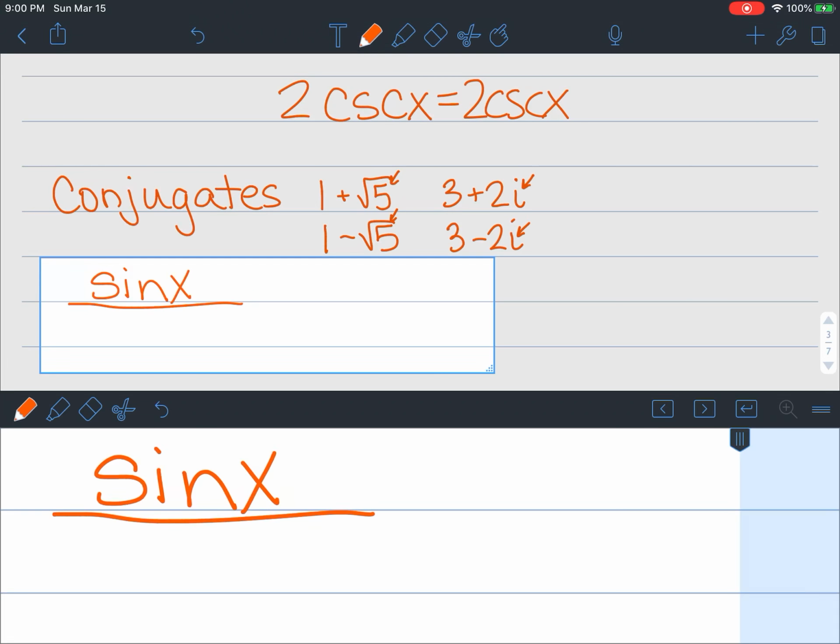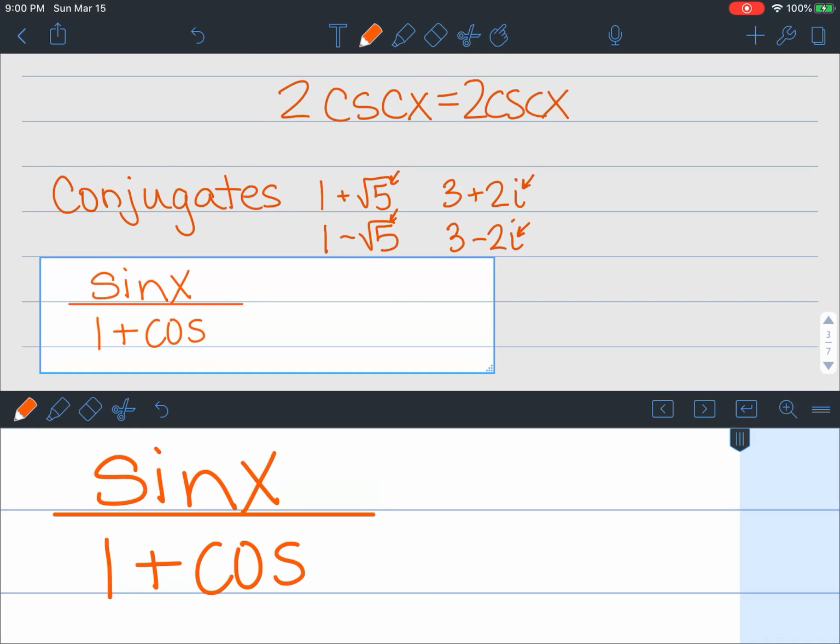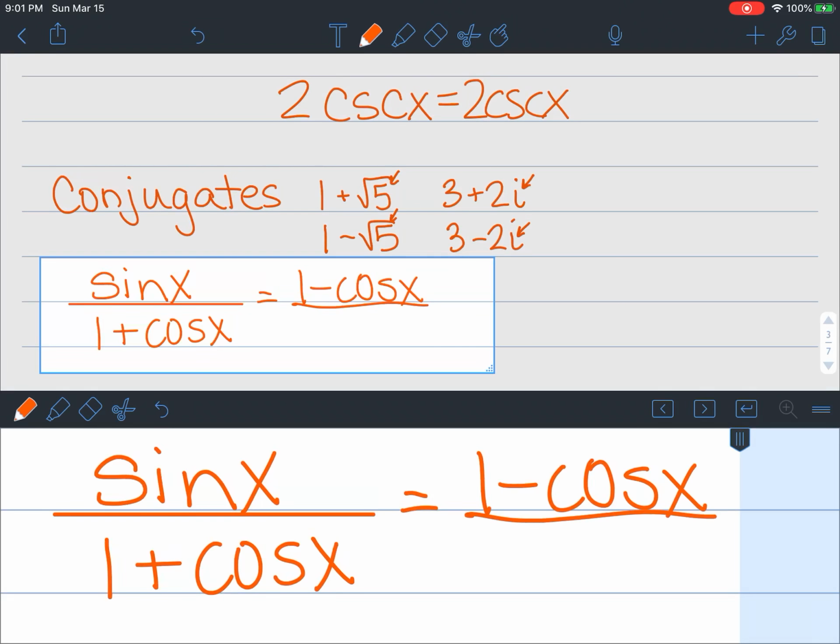Okay, so here's our example. Sine x over 1 plus cosine x equals 1 minus cosine x over sine x. This looks familiar, doesn't it? Now, as tempting as it might be here to cross multiply, remember that you are not allowed to manipulate both sides. You can only manipulate one side.